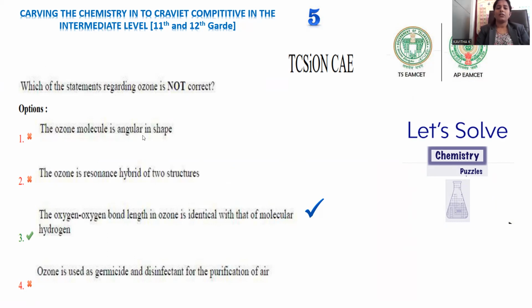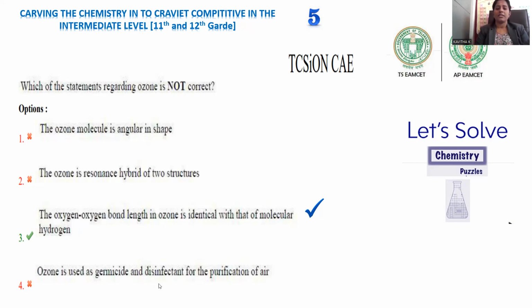Ozone molecule is angular in shape. Exactly. Ozone is the resonance hybrid of two structures. This is also correct. Oxygen-oxygen bond length in ozone is identical with that of molecular hydrogen. This may not be correct, because oxygen has repulsions between lone pair and bond pair, but hydrogen has purely bond pair. Lone pairs are not present in hydrogen. So the incorrect statement will be the third one only, where the oxygen-oxygen bond length may not be exactly equal to hydrogen. This will be the right answer.